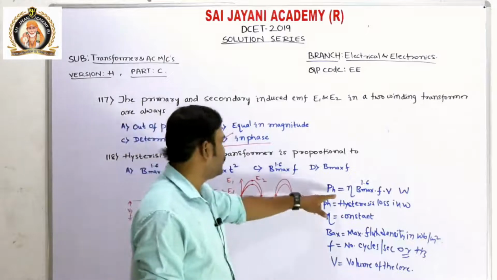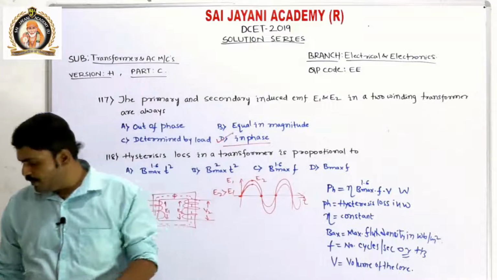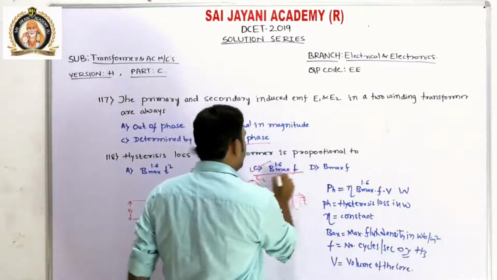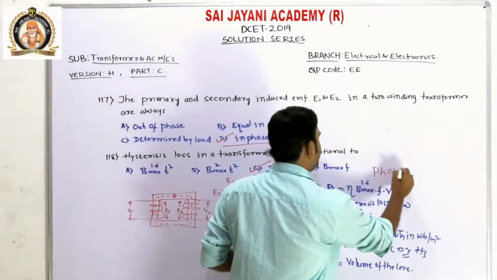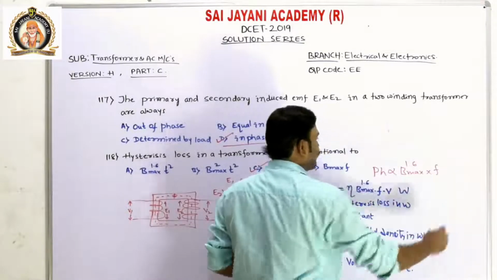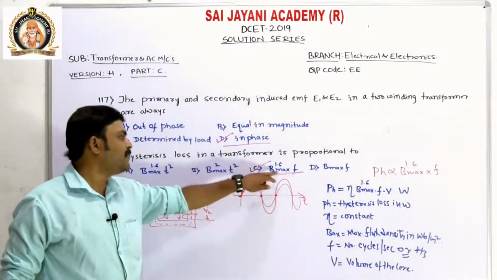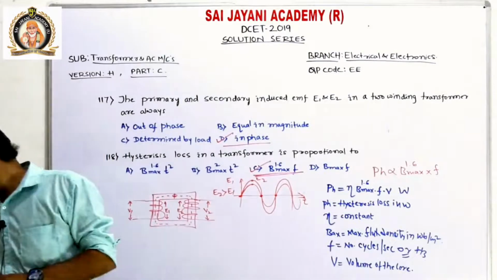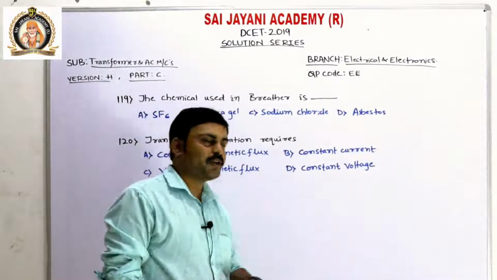So comparing these equations, which one is right? Option C, Bmax raised to 1.6 into F. We can write PH is directly proportional to Bmax raised to 1.6 into F. So the right answer for this question is option C, Bmax raised to 1.6 into F. Option number 3 is the right answer. Okay, let us move on to the next question.